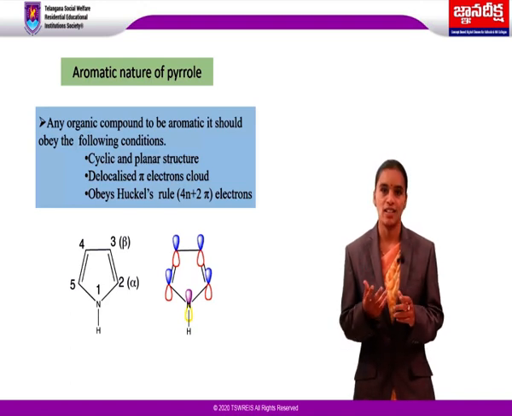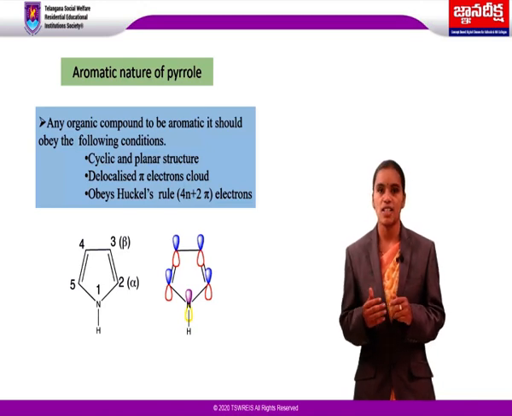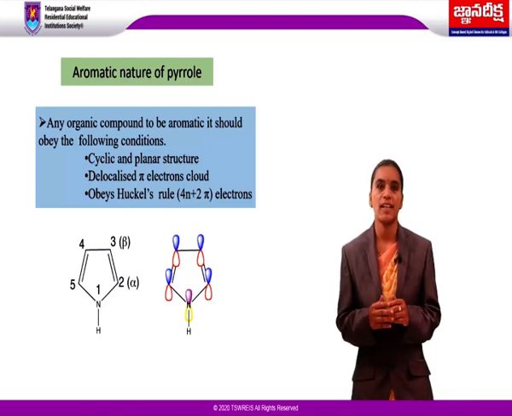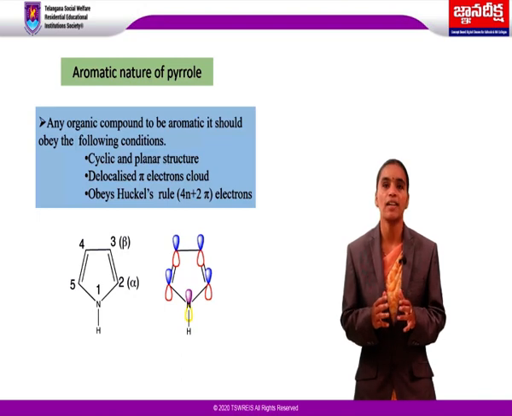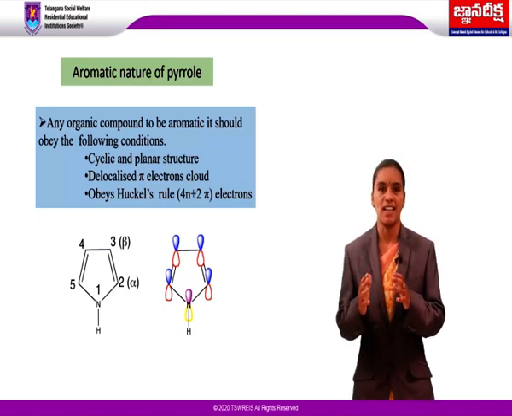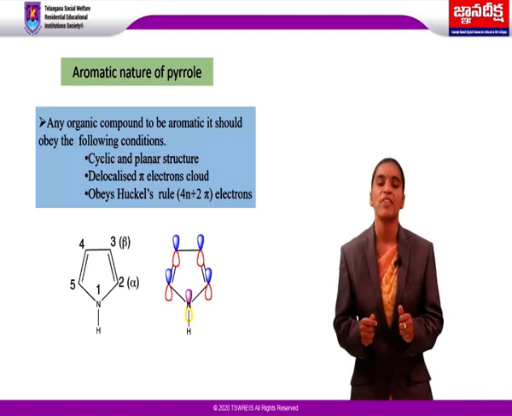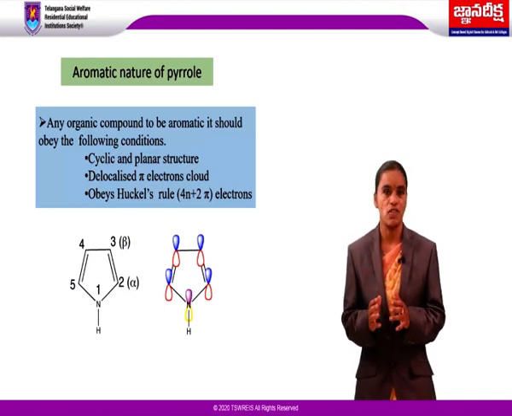So let's check whether the pyrrole is following these conditions or not. See the structure. Pyrrole is cyclic, and the carbons and the nitrogen are sp2 hybridized. So this is having a planar structure. So the first point is obeyed: it has a cyclic and planar structure and it is having 6 pi electrons.